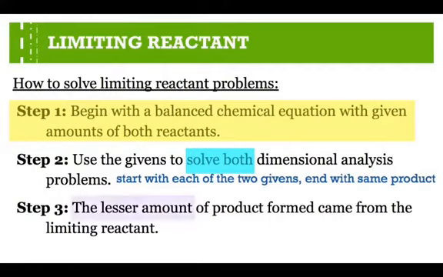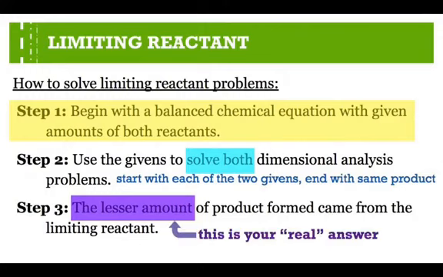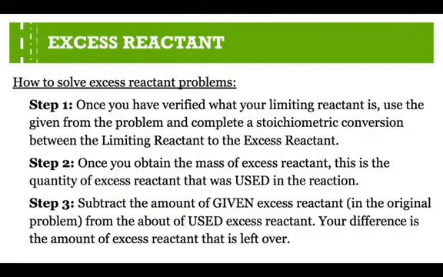And then once you solve your 2 problems, the smaller amount of product is your real answer. The smaller amount of product came from that limiting reactant, so that you can find that. But you need to make sure that you identify your real answer. So that's our limiting reactant problems.